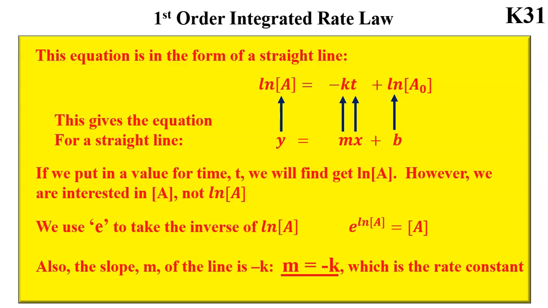If we put in a value for time t, we will find a natural log of A. However, we're interested in A, not in natural log of A, right? We get natural log of A, that's great, but we want to know what the concentration of A is. We don't want to know what the natural log of the concentration of A is. So this is where we use the inverse operation. If we do come up with a value ln of A for an answer, and we have some number for that, then we simply raise e to that power. So e to the ln A will give us the concentration of A. So that's how we get rid of the natural log. We just raise it to the e power, and then that gives us back A. It's an inverse. Also, the slope m of the line is negative k, which is the rate constant. Actually, k is the rate constant.